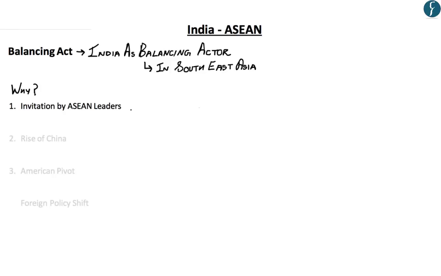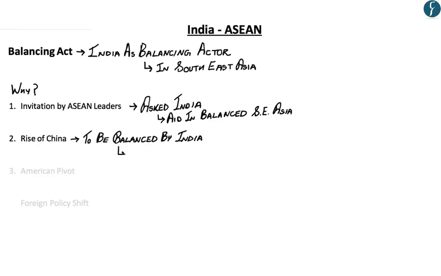Now the first reason given by the author is that India has been invited by the ASEAN leaders themselves. And during the recent summit, several ASEAN leaders and also in the joint statement between India and ASEAN, they have asked India for help in forming Southeast Asia as an open, balanced and inclusive region. Now this balancing act has been asked due to the rise of China, which is also the author's second point. Now China has increased its aggressive postures in the South China Sea, and therefore the ASEAN nations have asked India to act as a balancer to China in Southeast Asia.